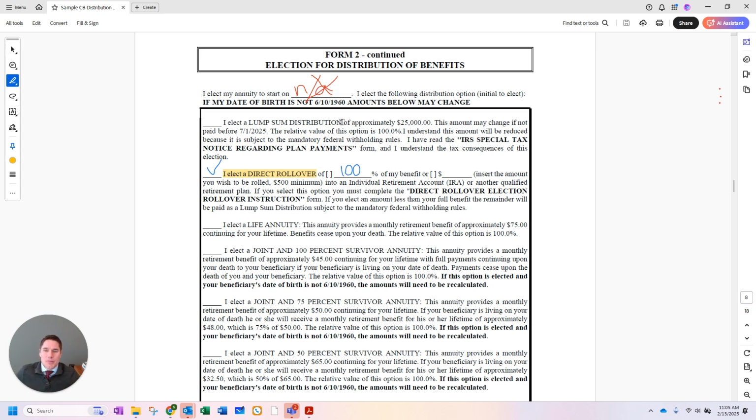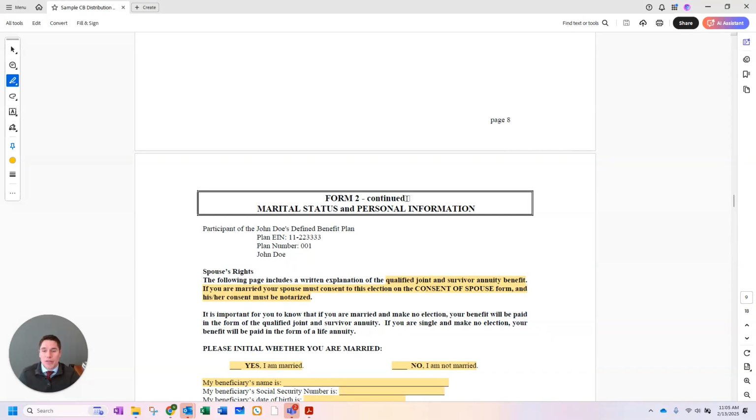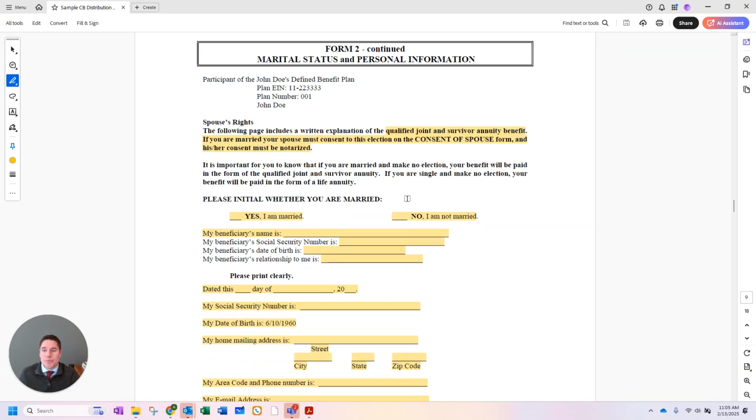You can elect a lump sum distribution. If you do the lump sum distribution, you're going to be required to pay the taxes and the early withdrawal penalty now, so not recommended. Here's the one I recommend. I elect a direct rollover of 100% of my benefit. That's definitely what I would do and what I recommend to almost everybody who's listening to this video, with very rare and few exceptions.